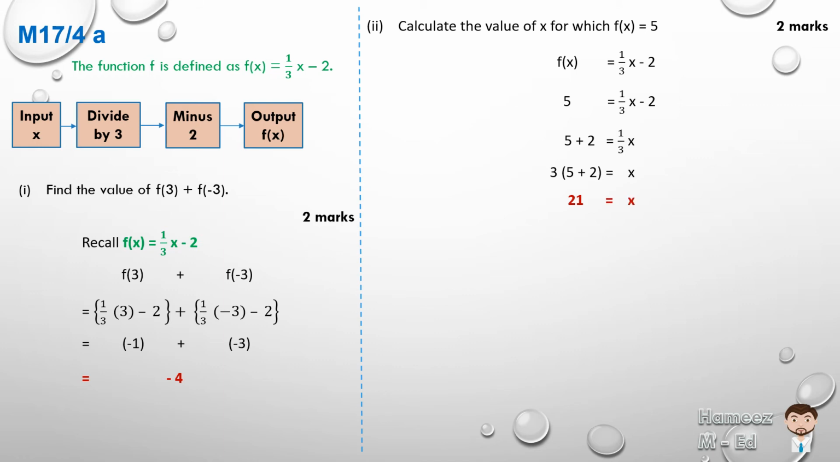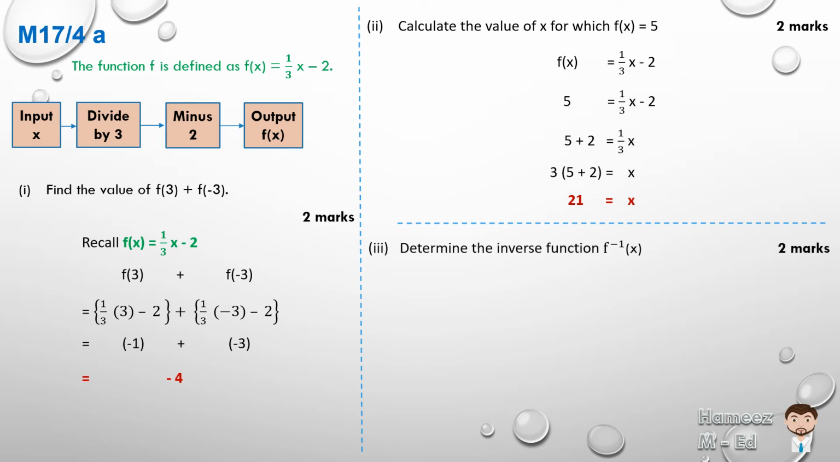Or we could say it, let's look at the flow diagram. How could we have gotten an output of 5 on the right-hand side in our fourth box? We had to minus 2 to get 5. So if we were going backwards, 5 plus 2 would give us 7. Instead of dividing by 3, if we're going in the opposite direction, we'd be multiplying by 3. So 7 threes are 21. Therefore, the input should be 21 to give us an output of 5, which is exactly what we just got. x is equal to 21.